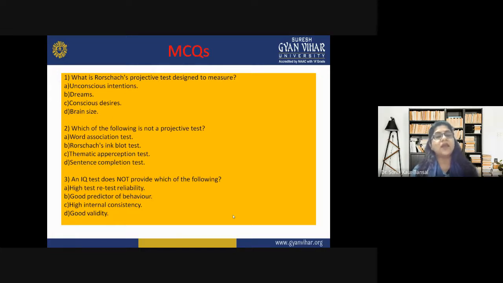And then next, an IQ test. Try to solve these questions and just prepare well. An IQ test does not provide which of the following? High test-retest reliability, good predictor of behavior, high internal consistency, or good validity. So what does an IQ test not provide? A good predictor of behavior, definitely it gives. High internal consistency is not to be provided by IQ testing.